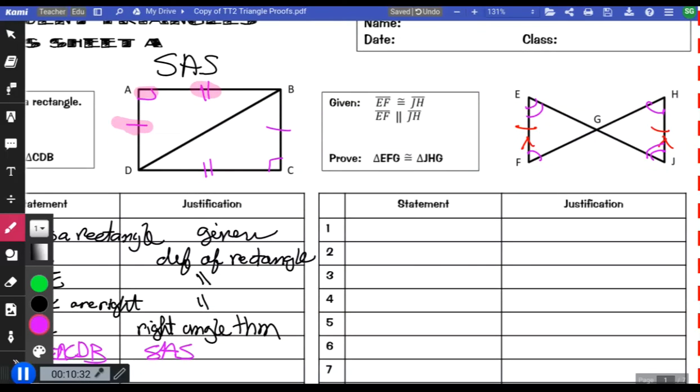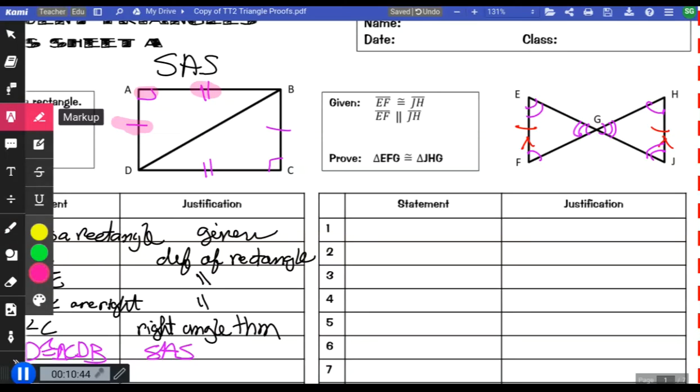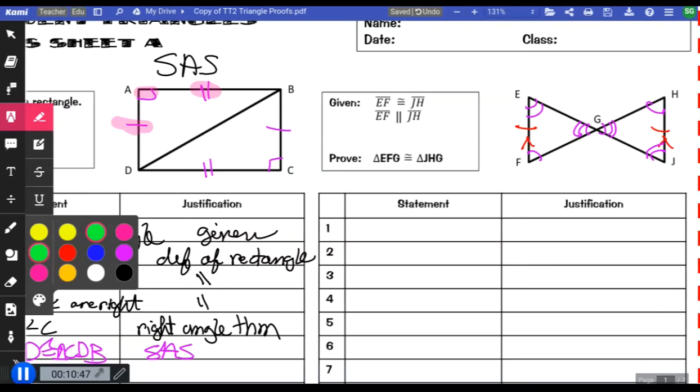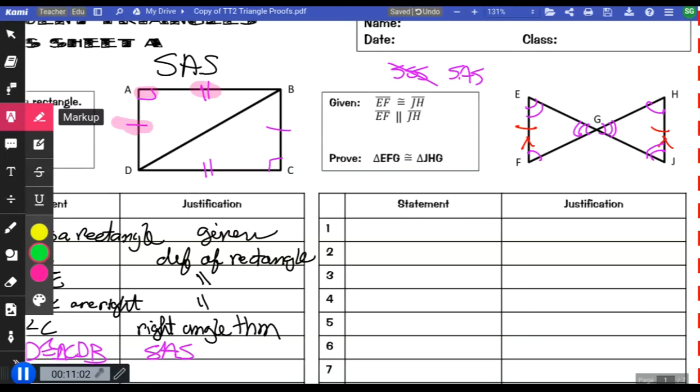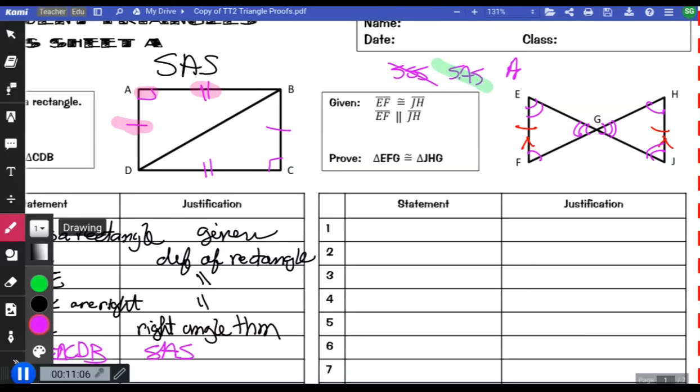So take a look at what you have. Come up with a plan. Do I have enough to say that the triangles are congruent? Do I have side, side, side? No, definitely not. Do I have side, angle, side? I don't have two sets of sides. Nope. Do I have angle, side, angle? Angle, side, angle. That one I do, because I've got angle, side, angle happening right here. So I could do angle, side, angle.